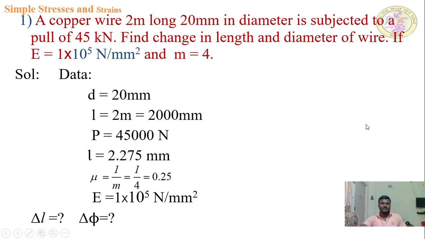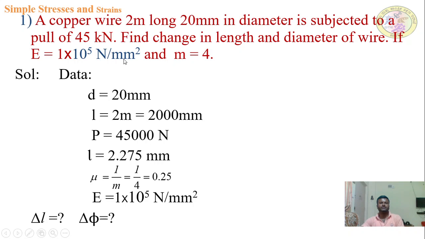Let us discuss problems where any material is subject to a linear and lateral strain. What would be its Poisson's ratio? We need to check this out. Okay, I will read out the question. A copper wire is 2 meters long and 20 mm in diameter, which is subjected to a pull of 45 kilonewton.